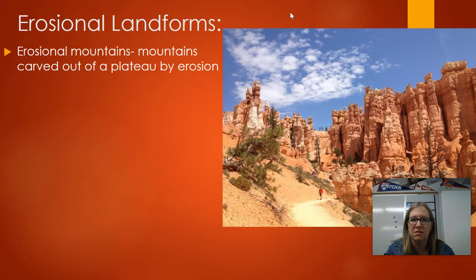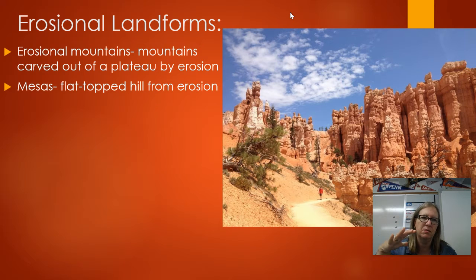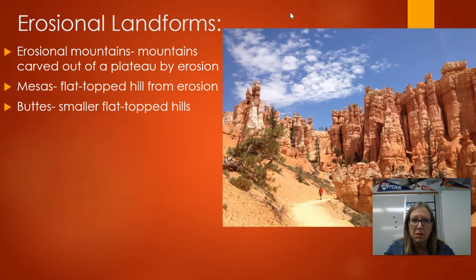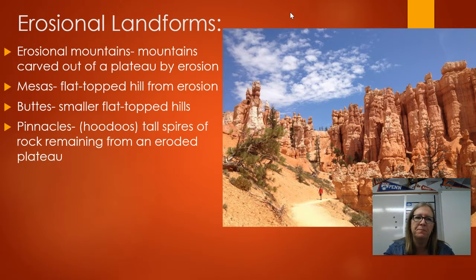And you've got the remnants of a plateau. It makes this funky looking shaped mountain because part of the plateau has been eroded away. Mesas are another example, and it's just a flat topped hill, different than a plateau, but the flat top of the hill kind of erodes away. Buttes are just smaller flat top hills. Buttes are small mesas. Okay.